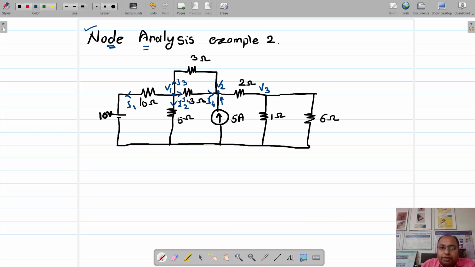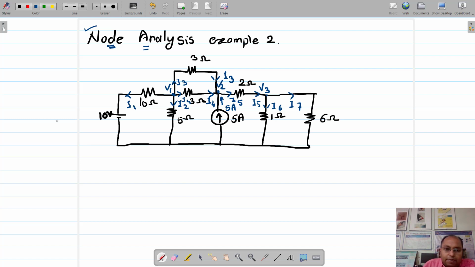The 5 ampere current is coming towards node 2. This I3 is also coming towards node 2, and let us assume that this current is leaving. Let us mark this as I5. Now this is another node. I5 is coming as it is. Let us say I6 and I7 are leaving currents.